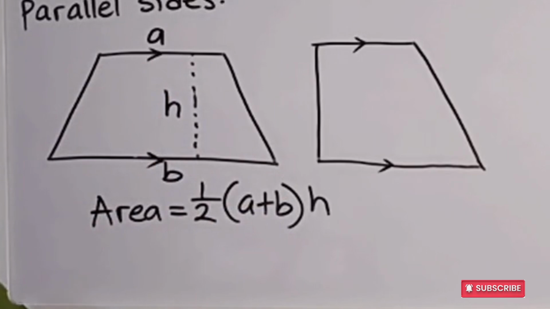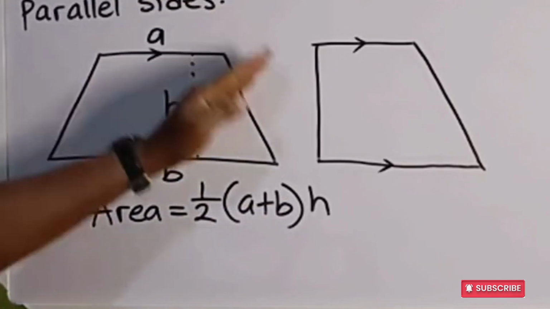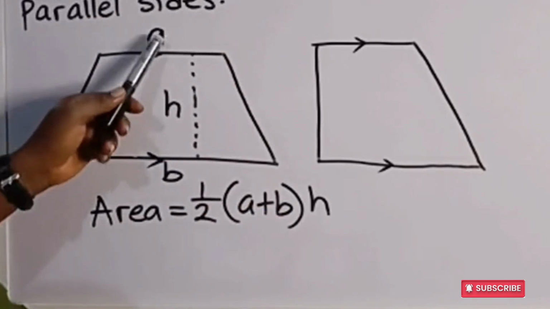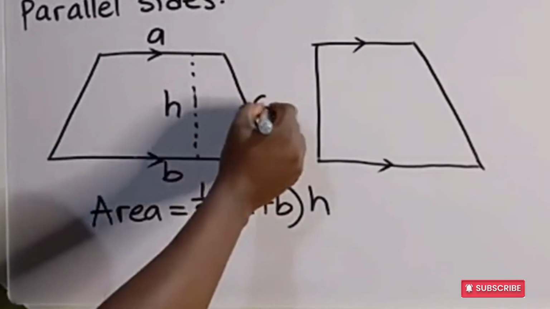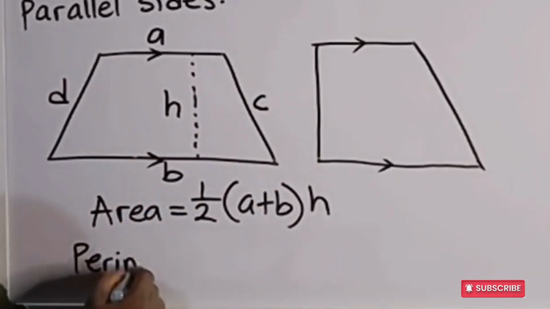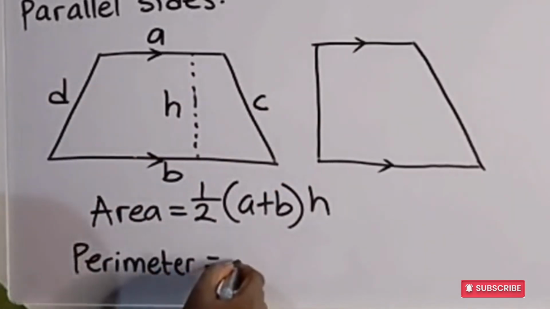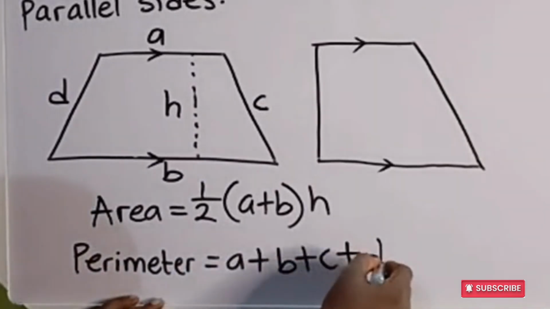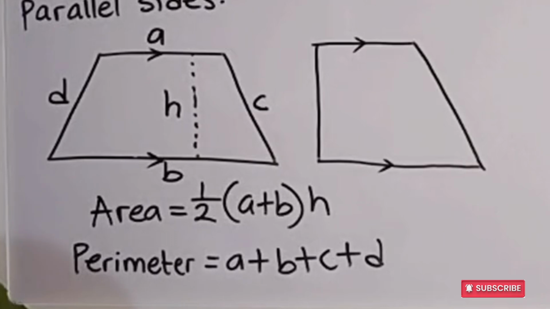Next, if you want to calculate the perimeter, it is simply the sum of all the sides of this trapezium. So if this is A and B, let's call this C and D. So the perimeter is equal to A plus B plus C plus D. So the sum of all the four sides gives you the perimeter of the trapezium. So we're going to look at some examples.